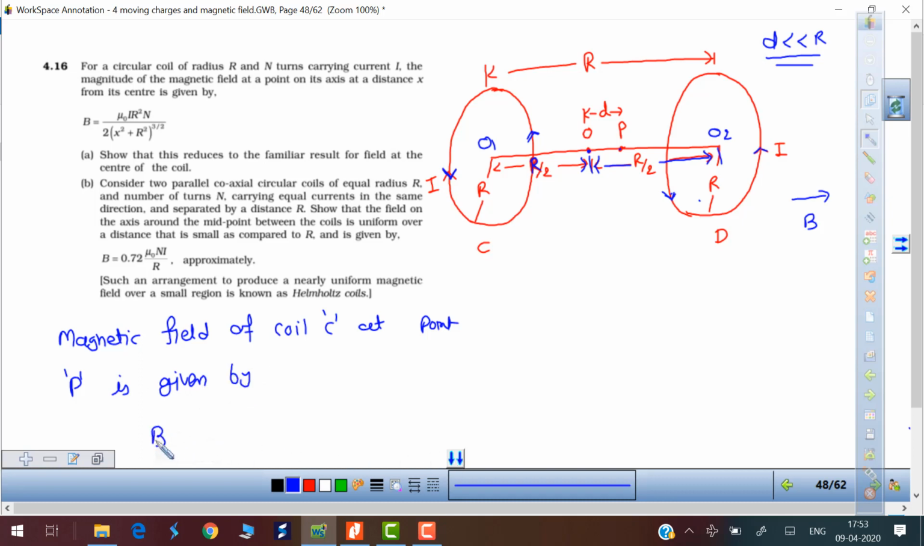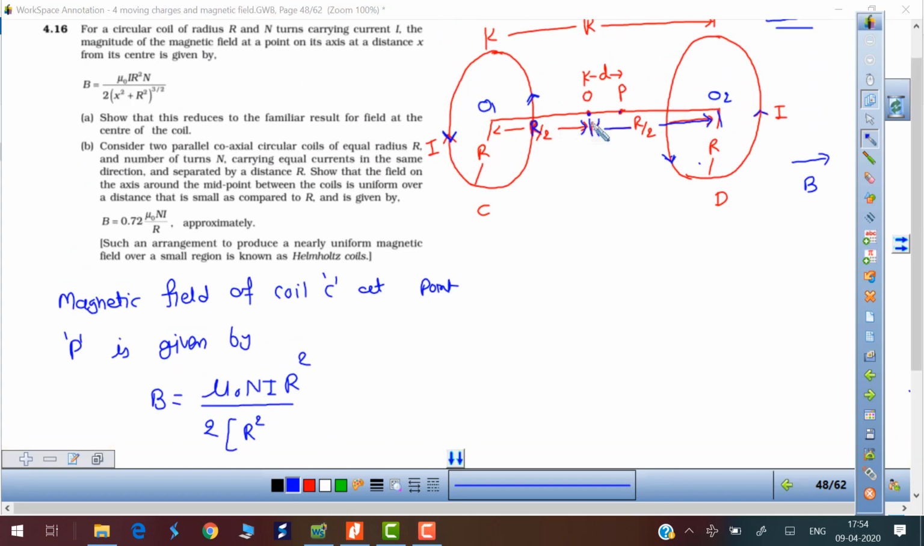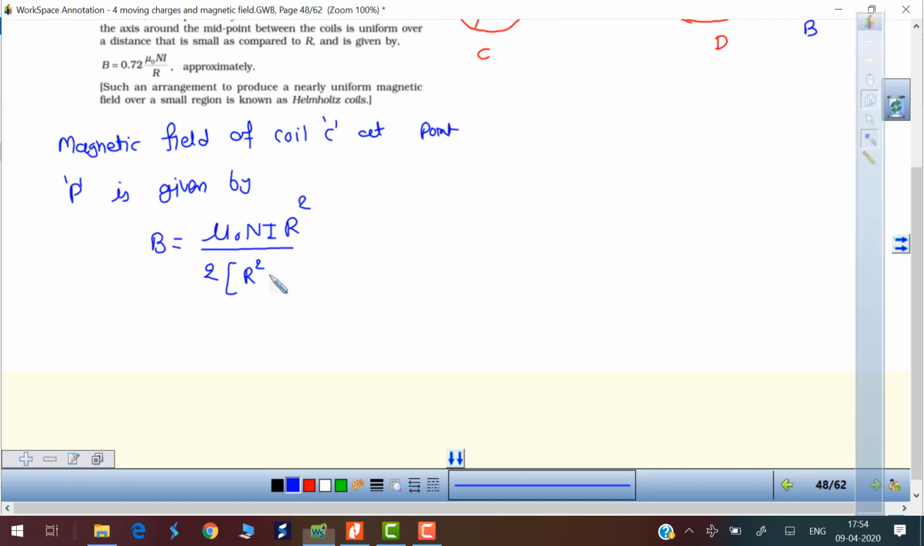B is equal to mu 0 n I r square upon 2 times r square. Now what is x? x is the distance from the center, so from here to here. So it is r by 2 plus d, the whole square, and then raised to 3 by 2. Okay, so this is the magnetic field of C.